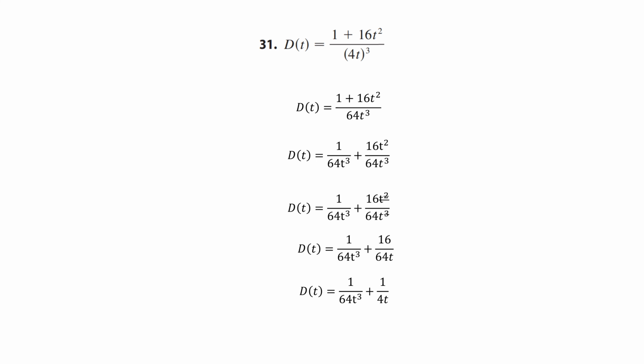If you look at the right-hand term, you'll notice there's a t squared on the top and a t cubed on the bottom. That means if we cross off the t squared, we can get rid of 2 of those t's on the bottom as well. And then the next step is we have a 16 on the top and a 64 on the bottom, which is the same as 1/4.